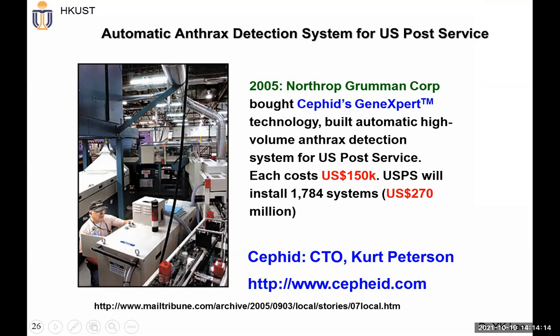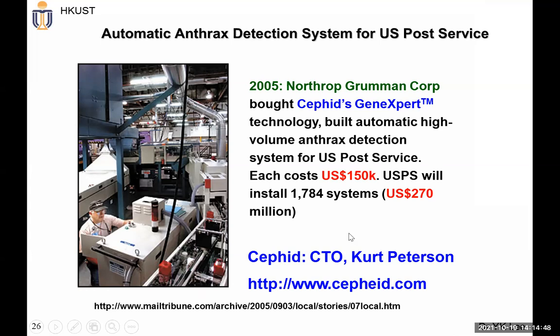So that's why the government tried to put a lot of money into a new type of homeland security technology and product, at least Northrop Grumman, but I think this is mostly military, this kind of company making systems. But you also have some branch work on this kind of interesting system, right, to do automatic, high-volume anthrax detection, right? So using this kind of micro PCR, okay.